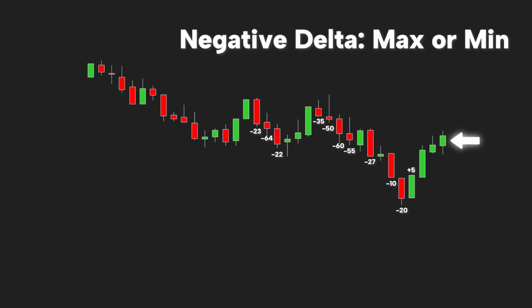If the current candle shows a stronger negative delta than any of the previous 10 negative delta candles, selling pressure is intensifying. If its negative delta is weaker than all 10, sellers are losing conviction and momentum is fading. By filtering out irrelevant candles, the indicator ensures that your delta analysis stays clean, meaningful, and highly actionable.